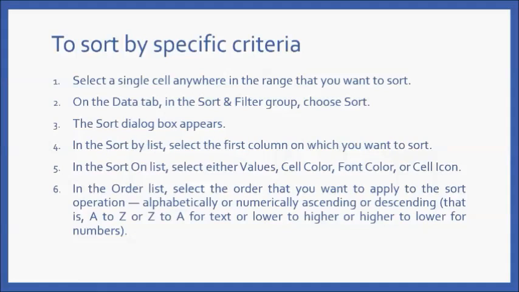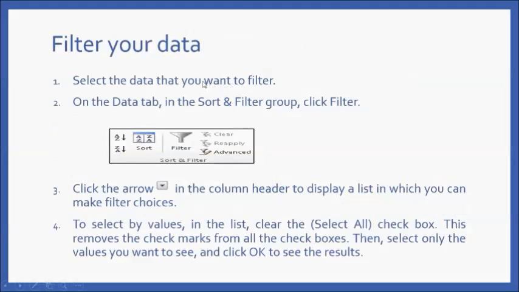In the order list, select the order that you want to apply to the sort operation, alphabetically or numerically, ascending or descending. That is A to Z or Z to A for text, or lower to higher or higher to lower for numbers. And then how are we going to filter our data?